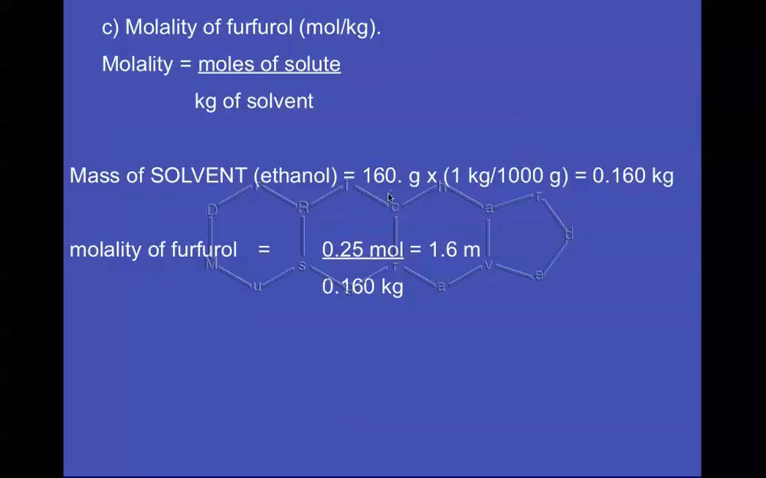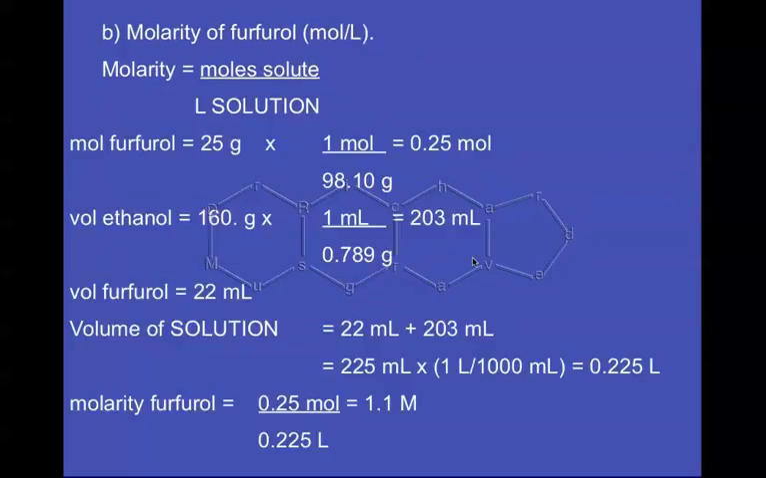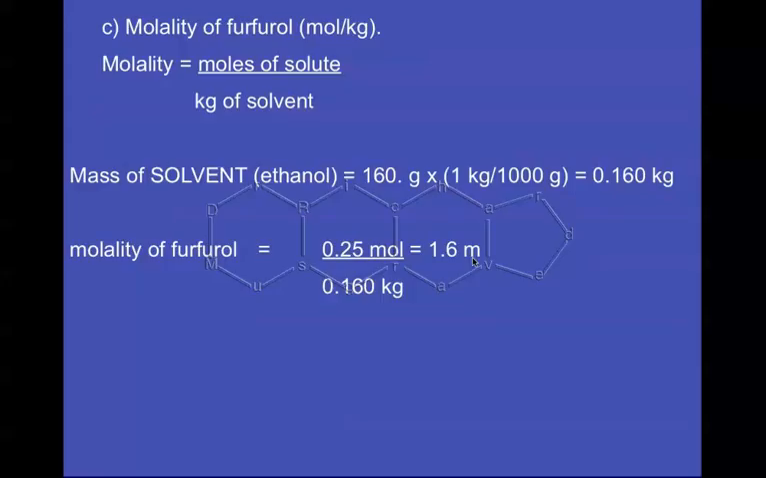The mass of solvent here was 160 grams of ethanol, which gets converted into kilograms, 0.160 kilograms. The molality then will be 0.25 moles divided by 0.160 kilograms to give 1.6 molal or moles per kilogram. Either one of those is the correct way of saying that. So the little m here stands for moles per kilogram, or molal. Again, I want to point out that the molality and the molarity have different values because the solvent has a density that is not 1 gram per mil.